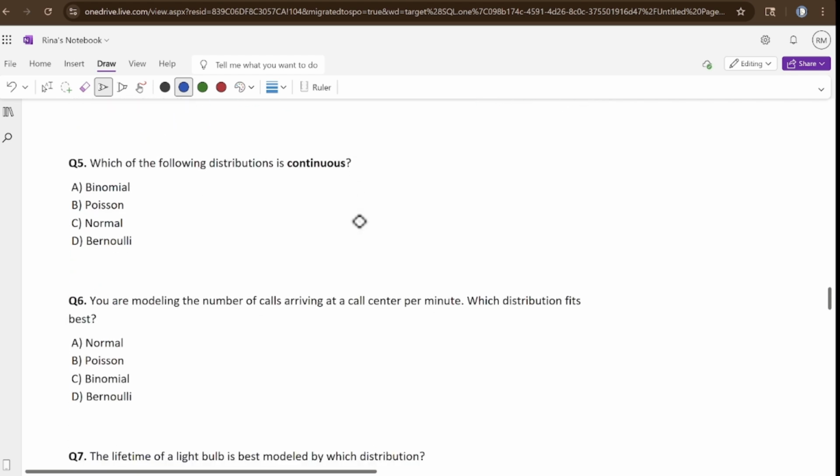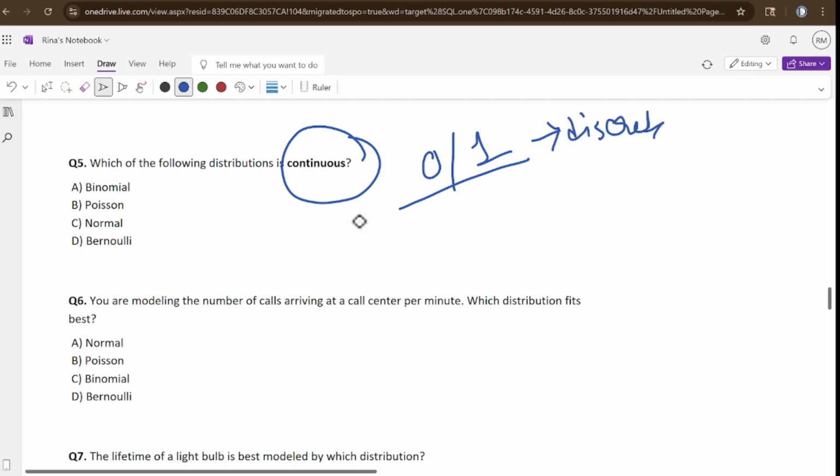Which of the following distributions is continuous? Binomial? No, binomial, what are the outcomes? 0, 1. This is not continuous, discrete, right? So Poisson distribution, normal, Bernoulli. Normal is the continuous distribution. Okay, this is also 0 or 1. Poisson is fixed within a time interval.